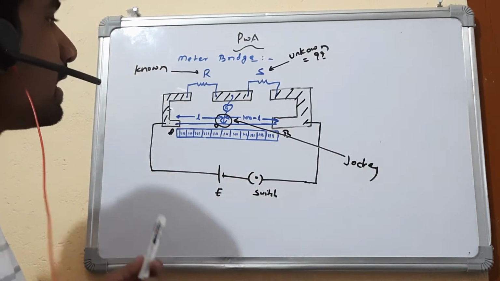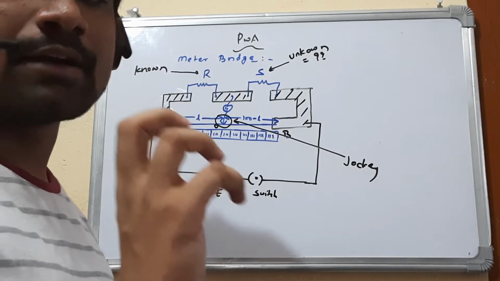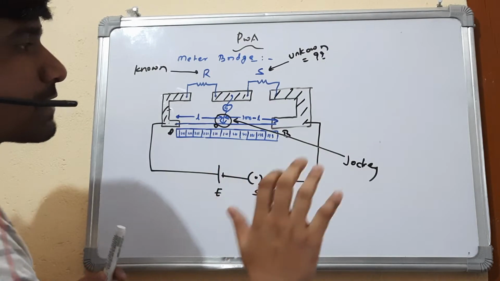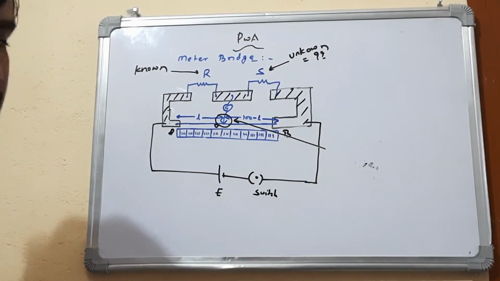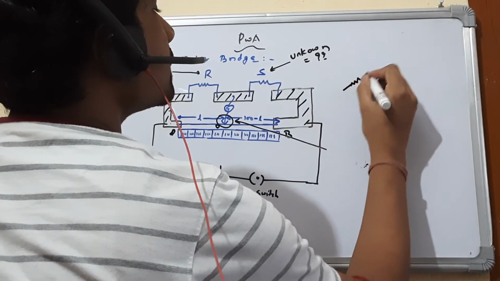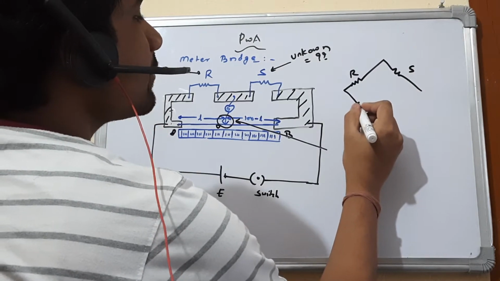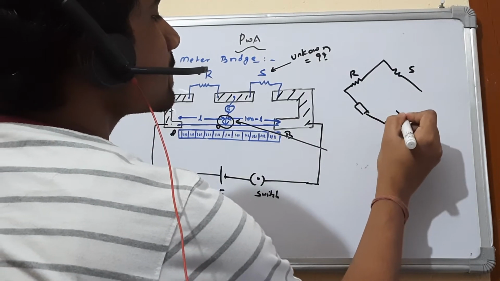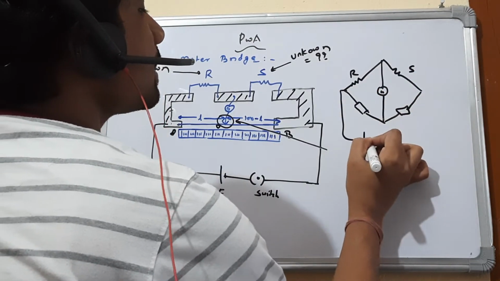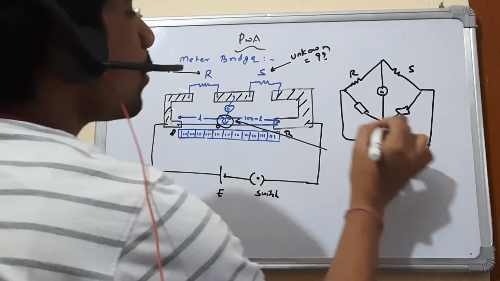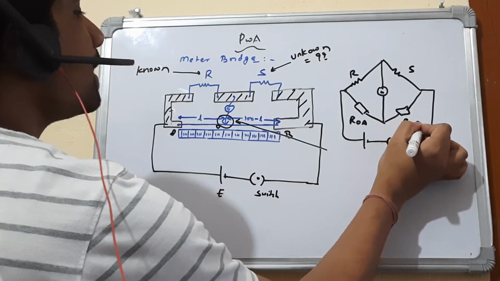Now I have four arms of the bridge. Let me draw it as a circuit. This is R, this is S, and these are the two parts of the wire. They will also have some resistance. This is my galvanometer with a jockey, and this is connected across a cell and a switch. Let's say this resistance is ROA, and this resistance is ROB.